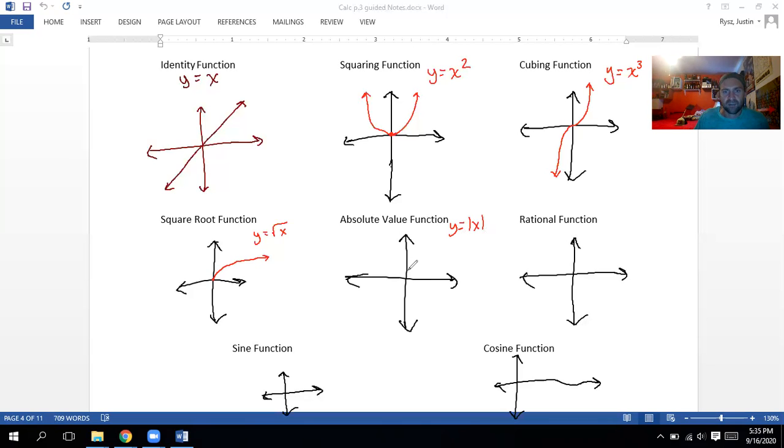Kind of looks like a parabola, except it is a straight diagonal line this way, straight diagonal that way. It makes a V shape, Mighty Ducks, flying V. All right, rational function, y equals 1 over x. So this one actually starts off very high. There's a vertical asymptote at 0, and it curves down, starts very low.